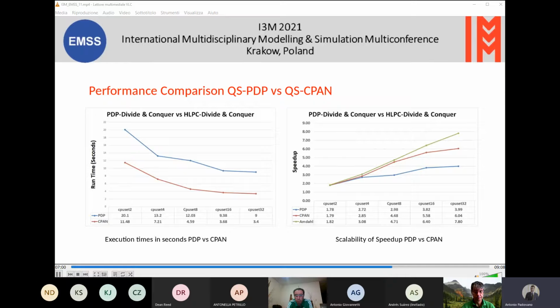The execution of the 2 models proposed in this work, PDP and HLPC divide and conquer, were carried out on 2, 4, 8, 16, and 32 dedicated processors. The left graph shows the execution time in seconds of both the PDP and the HLPC proposed. The right graph shows a comparison of the speedup found and the upper bound of Amdahl's law at the magnitude of these accelerations.